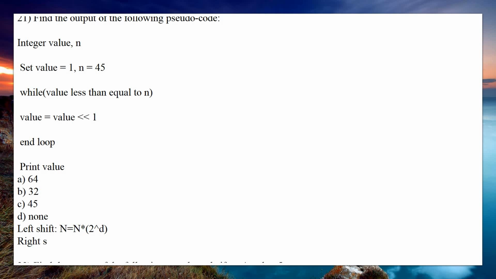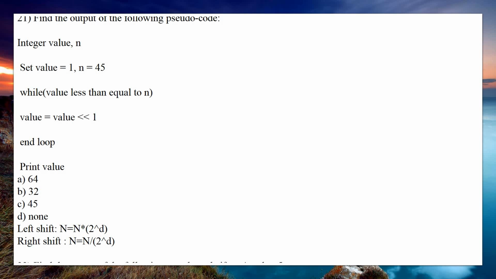Similarly for the right shift, you need to perform n is equal to n divided by 2 raised to d. For left shift you multiply, for right shift you divide. So 2 raised to d is nothing but the number of bits to be shifted. Here n is 45 and value is n left shifted by 1, that is 45 left shifted by 1. So 45 in 2 powers is 64. The answer for this question will be 64.